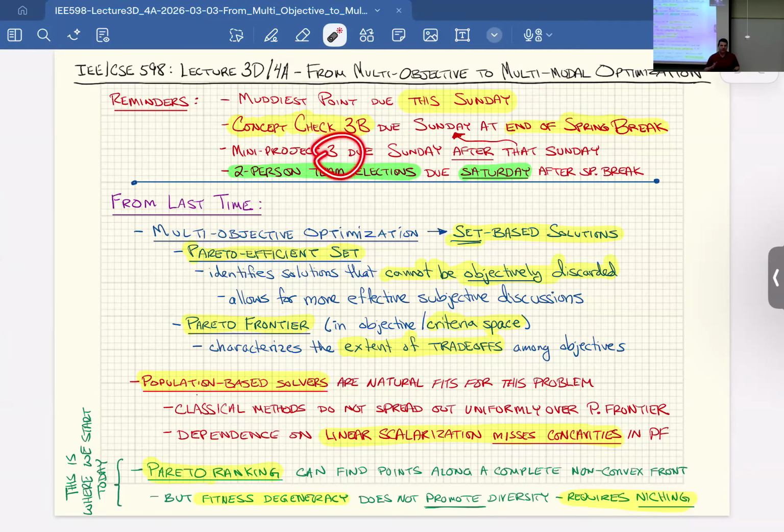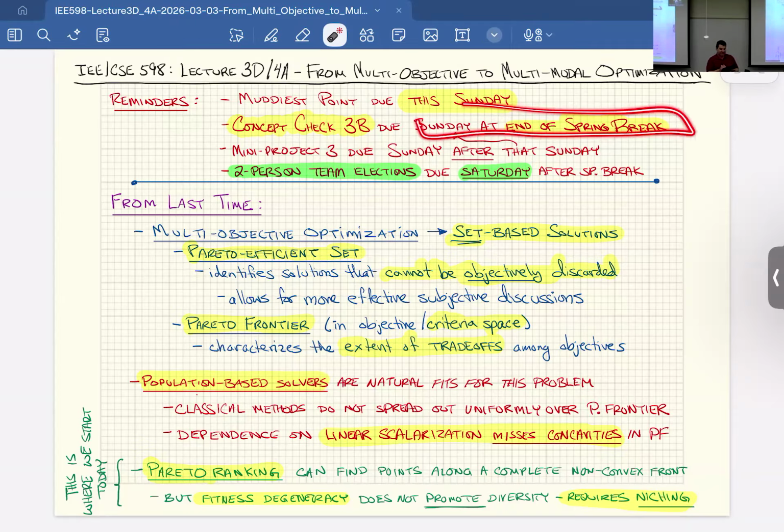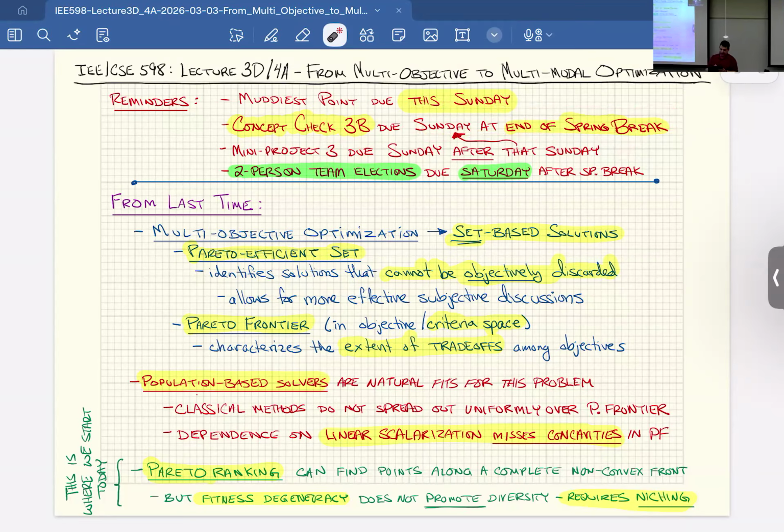So I usually try to give you roughly a week after the concept checks to get the mini projects done. And that's due the Sunday after that Sunday. So that's supposed to be a week between these here. Now the Saturday before that, that's when this team election is. So some people have already submitted this, but this final project, which kicks into gear after spring break.